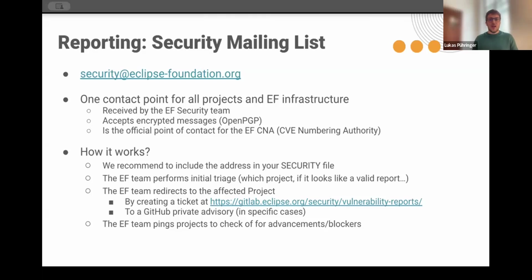So we do initial triage and then forward it to the project. We do that by creating a ticket in the vulnerability reports repository that is also mentioned as the second way of reporting. If something goes onto the security mailing list, then we create this ticket. Or if an organization opted into GitHub private advisories, then we open the issue there. But that's something that a project has to explicitly opt into or ask us for.